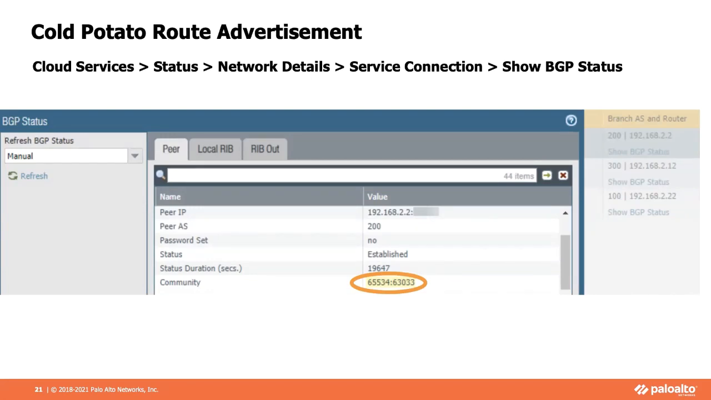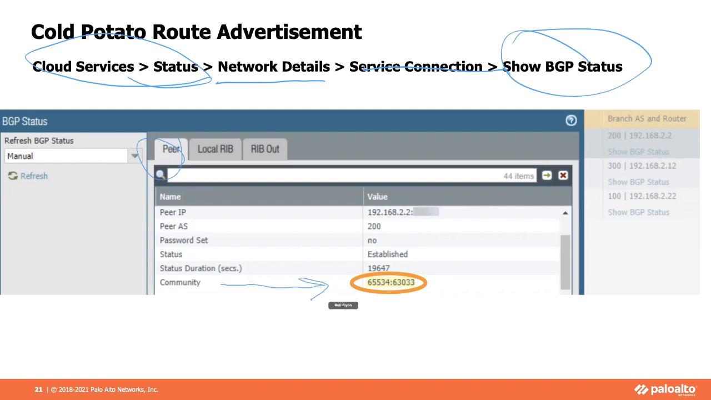Here's an example of one, and you can see what it looks like if you were to go to your cloud services status and click on the network details tab, go to your service connection and open it up, and go to show the BGP status and go to the peer. You can actually see our BGP AS 65.534 and the community string 63.033 there, which designates what service connection this route belongs to.